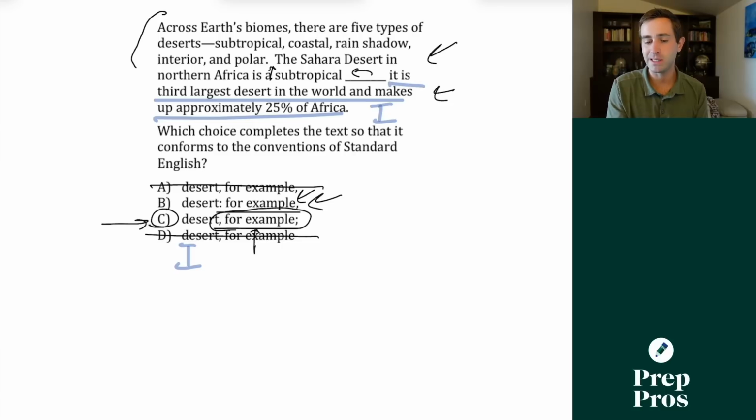If we were to try to check B, it makes no sense because this isn't giving an example of what's talked about here. We're continuing to talk about the same Sahara Desert, so that's how we can tell that C is correct.